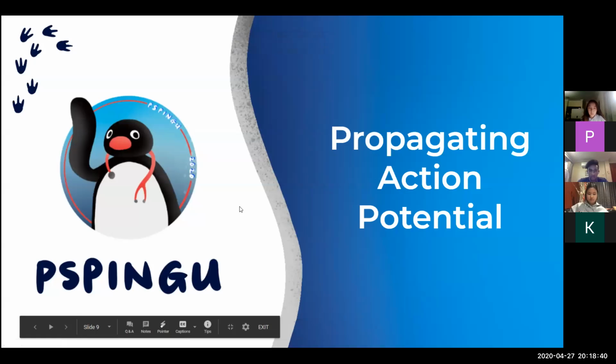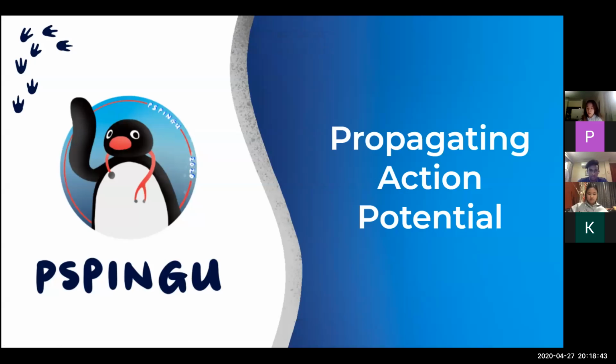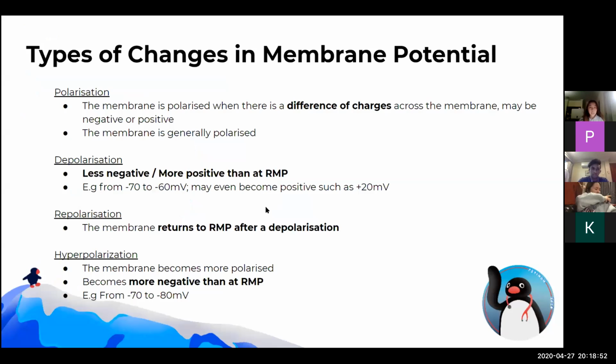Okay, so now that we know the resting membrane potential and the concentration of ions inside and out of our cells, we can now move on to talking about how we actually get our action potential. First we have to understand a few terms and what they mean in regards to the membrane potential. The membrane is normally polarized because there is a difference of charges across the membrane. Now this can be negative or it can be positive. When we depolarize our membrane, this means we're making it less negative. In other words, we're more positive than at our normal resting membrane potential.